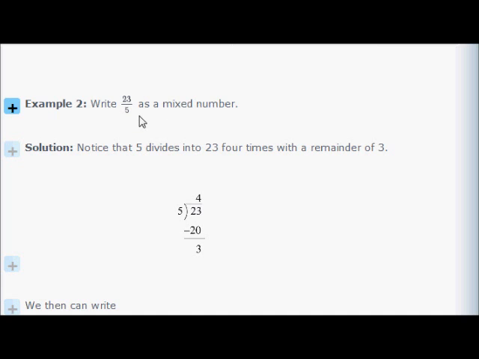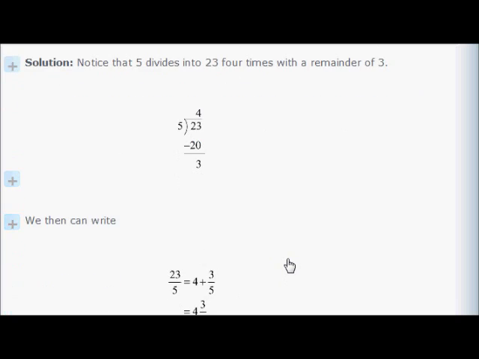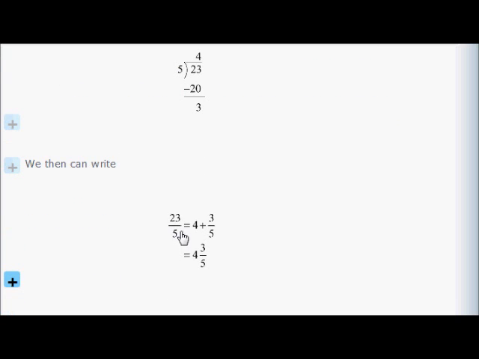Okay, so notice that 5 divides into 23 four times with a remainder of 3. You know how to do this. You've got the 4 multiplied by the 5, it's 20. 23 minus 20 is 3. 3 is your remainder. So you have 4 plus 3 over 5, right? Because the denominator is the same. So you have 4 pizzas plus 3/5 of a pizza. 4 and 3/5 pizzas.